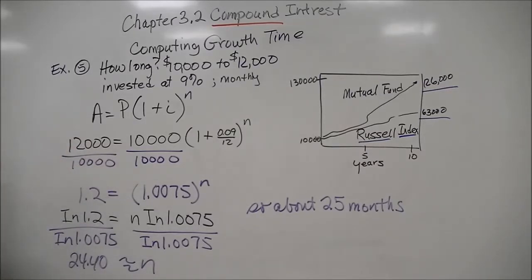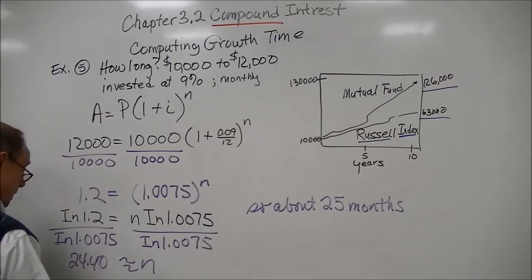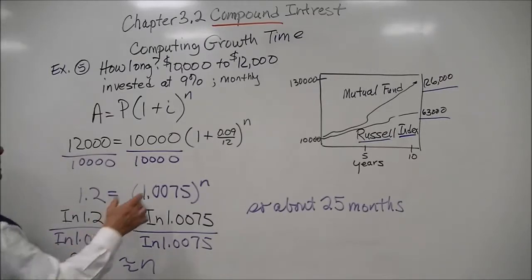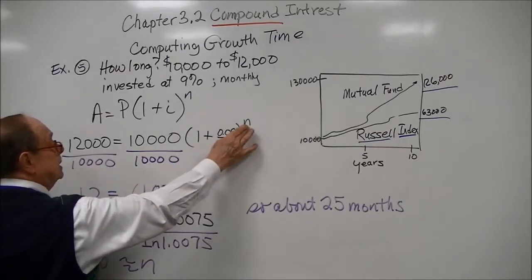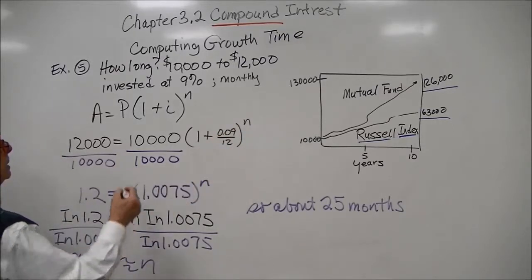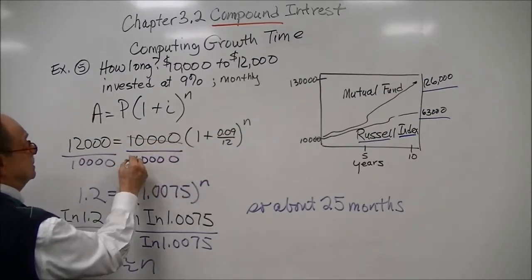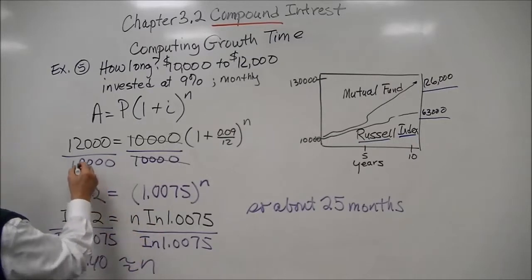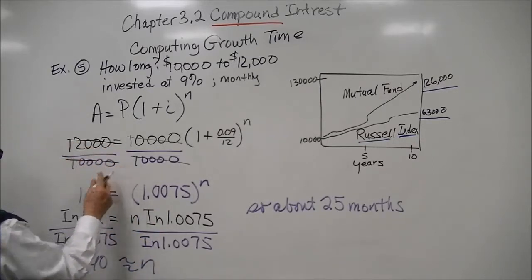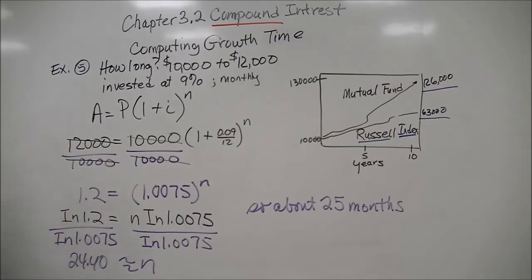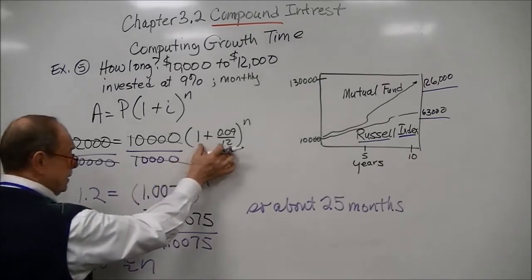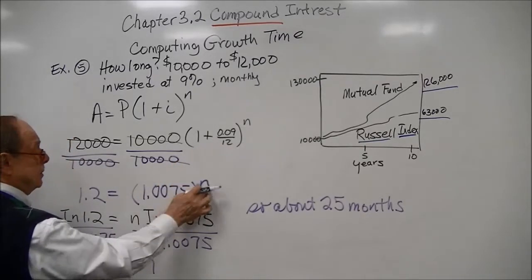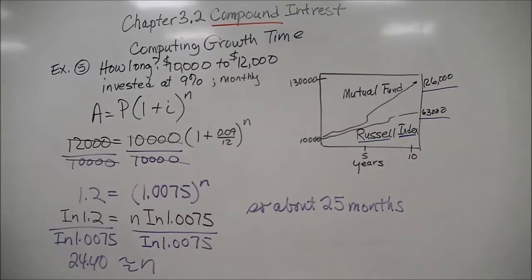Okay, so we start off in a similar way. We want to isolate this so we can get to work on our n. So the 10,000 divides out on this side. It divides out on this side, and I get 1.2. And again, this becomes this, raised to the nth power. Now here we have to use our calculator in a very tricky way. We're going to actually use the inverse function.